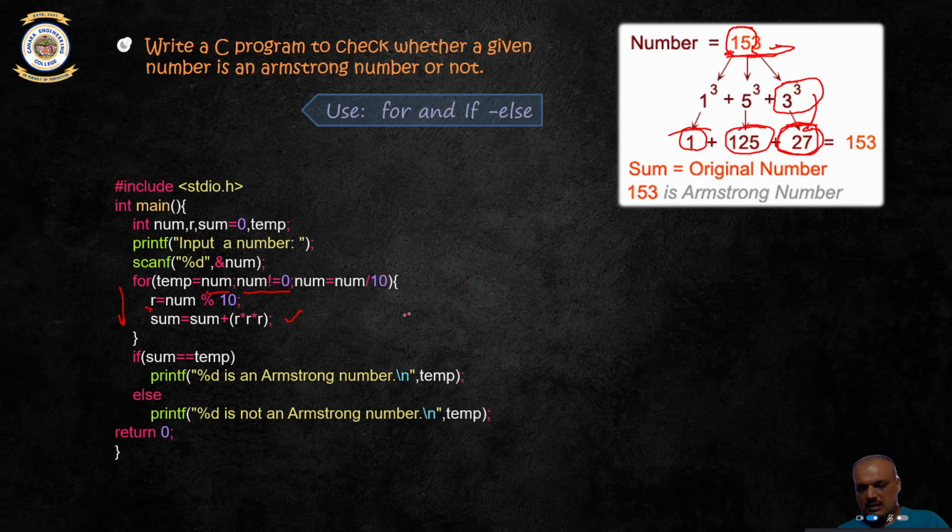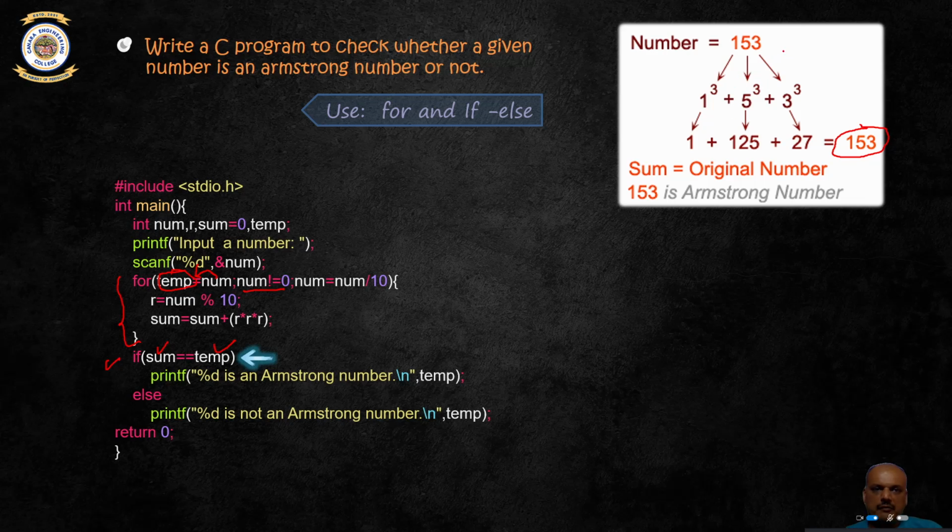Having done that, we come to the next line of code, outside the loop. Then we check whether the calculated sum is equivalent to the temp value which was assigned from the num value. Because num is now 0, that's why I came out of the loop. So I see whether the sum calculated is equivalent to temp, which holds the original number.